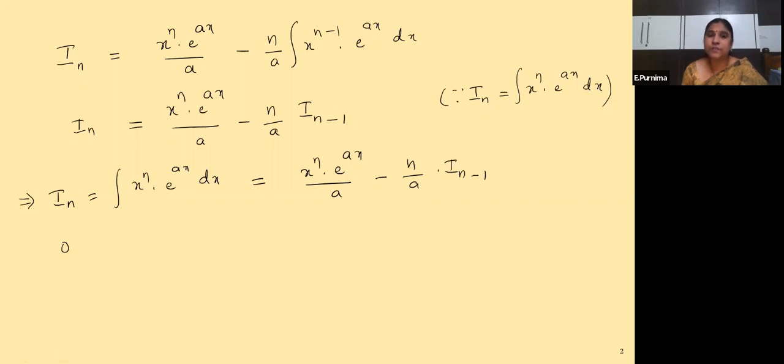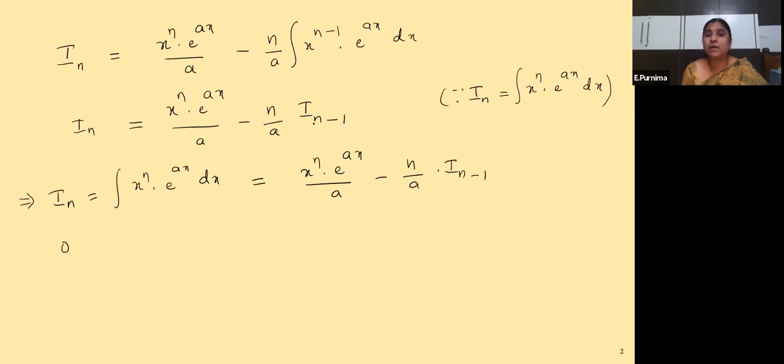Understood? So suppose in our question it is x cube. Then in the first step of integration, 3 minus 1 is 2, we will get I2. Yes or not? So again that I2 we have to integrate. In that step 2 minus 1 will be 1, so we get I1. Again if you do the integration, I1, 1 minus 1 is what? I0. Finally, where do we reach, children?